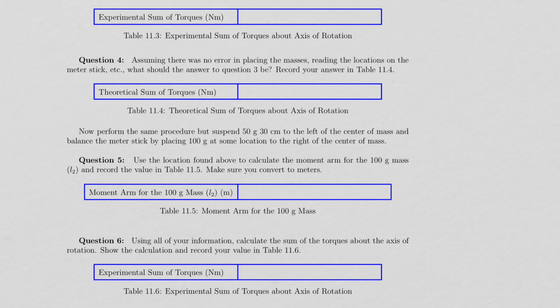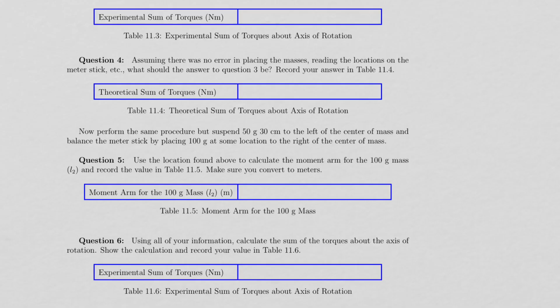Okay, and then for question 5, you would have performed the experiment again in lab, where now you put a 50-gram mass at 30 centimeters to the left of the center of mass, right, of the knife edge, the rotation point, and 100 grams at some distance to the right. Again, it's asking for the moment arm of that 100-gram mass when it completely balances. I give you that value. I think I made it 0.15. That data is in the Word document handout.